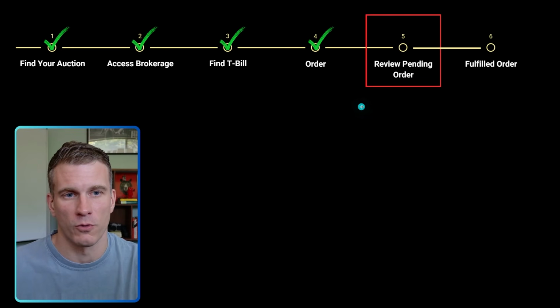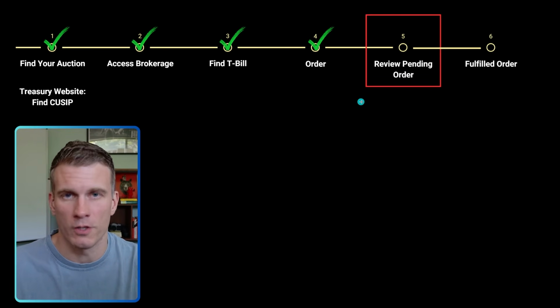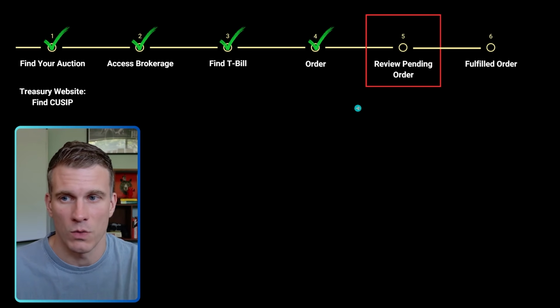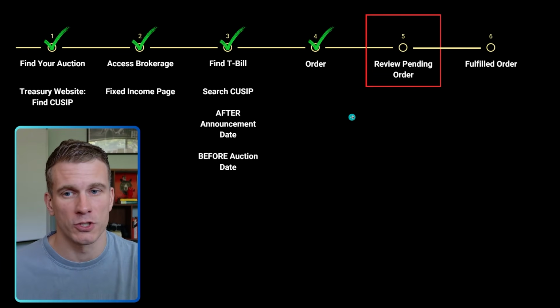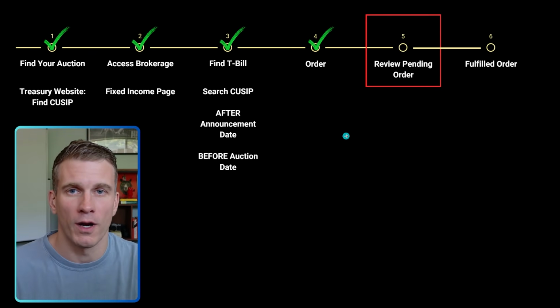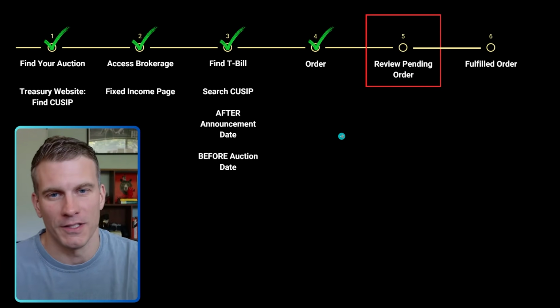So we've done the first 4 steps. We're going to go look at our pending order. But real quickly, I just want to hit on what you're doing in each of these steps. On the Treasury website, you're just finding the CUSIP number for the duration that you want. Go to Fidelity's fixed income page in step 2, and then you're going to search for that CUSIP that you found in step 1. You look for it after the announcement date, but before the auction date that's on the Treasury website.